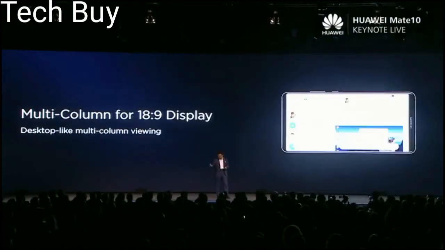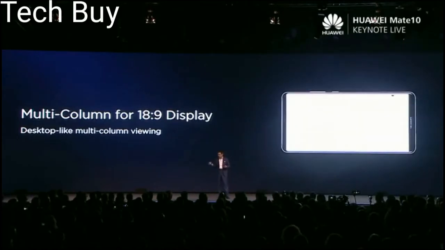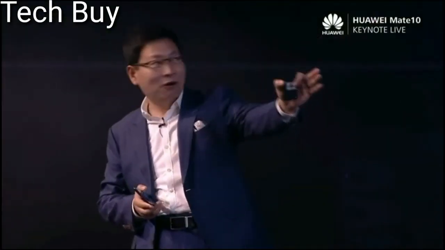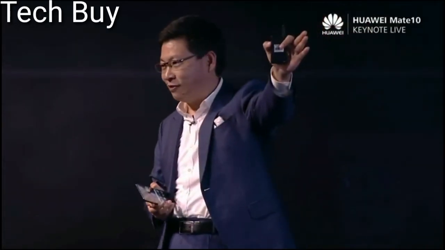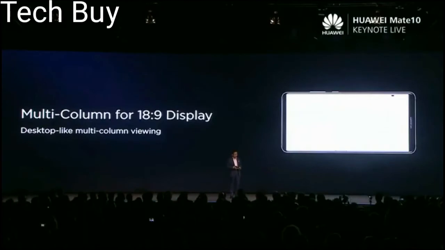And also this phone is a Mate 10 Pro. It's 18:9, a long display. So by this, you can use multi-column. When you read an email, here is the column, here is the content. It's more convenient. We support more of this multi-column.